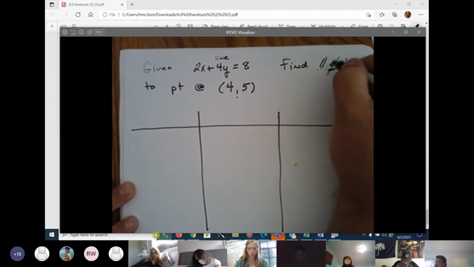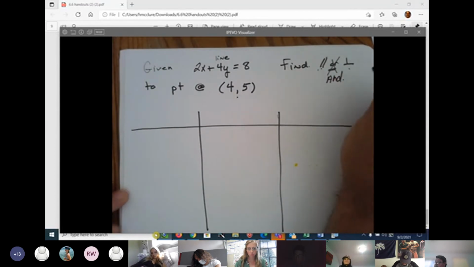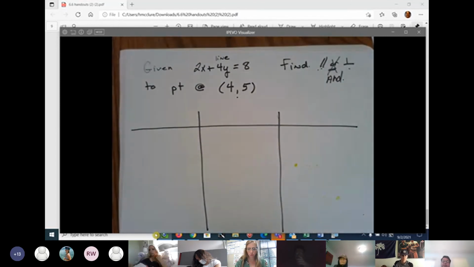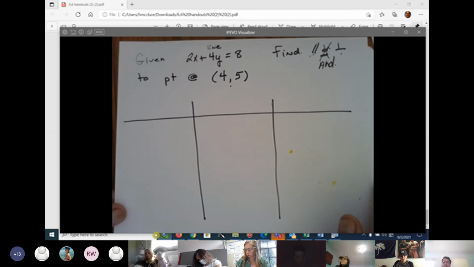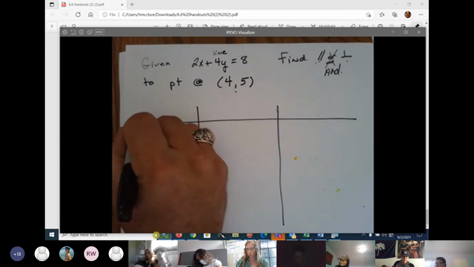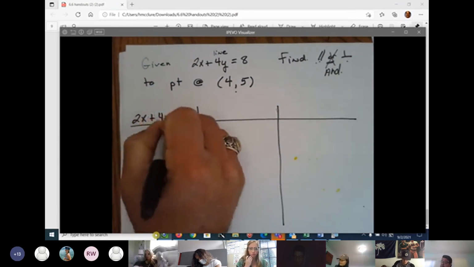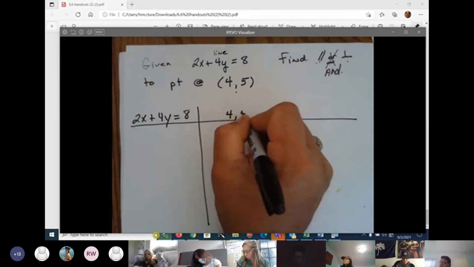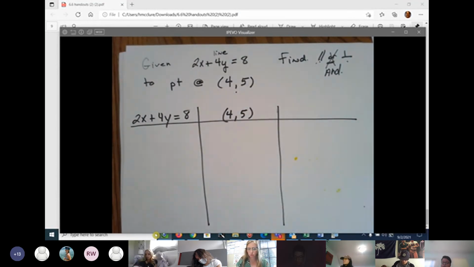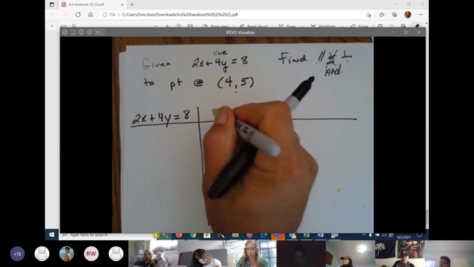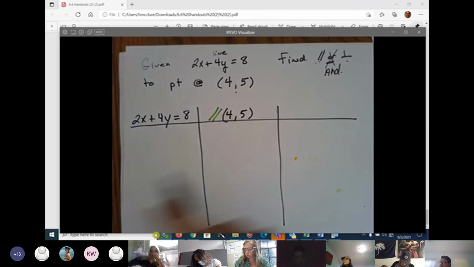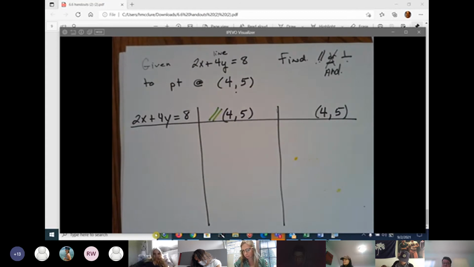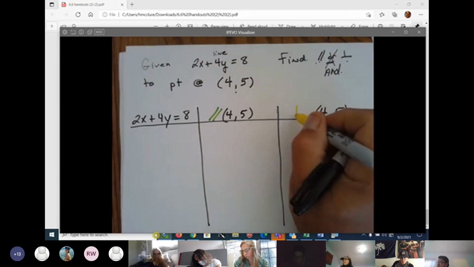Now this is doing both. The homework question or the test question will ask you to do one of these. I'm going to do both. Put your equation right here. Put your point here. And put a parallel sign. And then put your point here. And do a perpendicular sign.